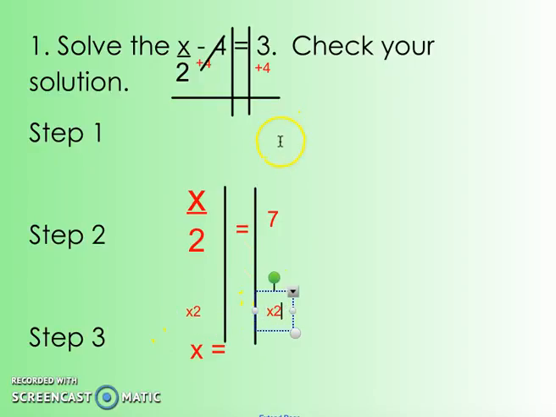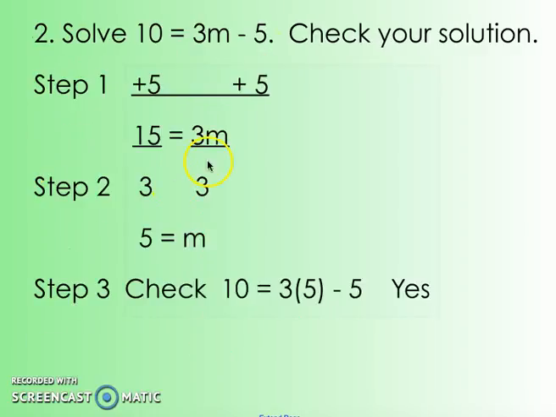And I am going to do that so I can keep my scale balanced. And what happens is the 2's disappear. And so I get an answer of 7 times 2 is 14. Now, I can actually take 14 and plug it in and check my answer, because that's step number 3. 14 divided by 2 is 7. 7 minus 4 is 3. Yay, it works.